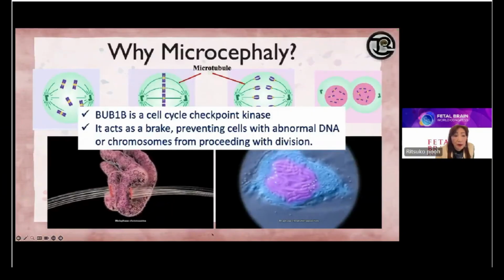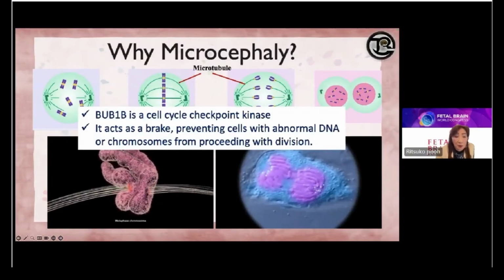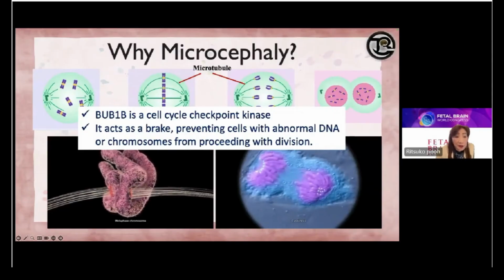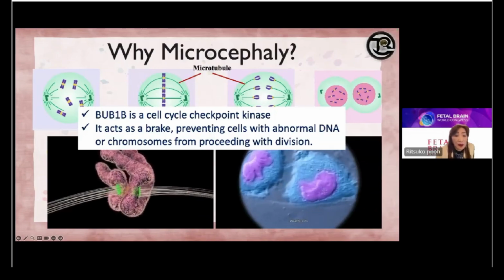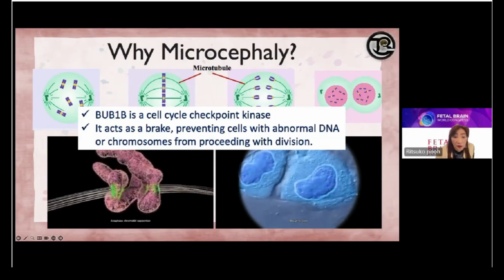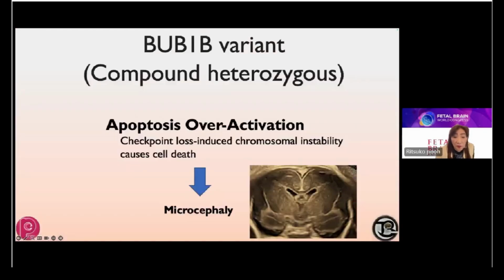And BUB1B is a cell cycle checkpoint kinase, and it acts as a brake, preventing cells with abnormal DNA or chromosomes from proceeding with division. So the BUB1B gene variant causes checkpoint loss, which induces chromosomal instability, and then may cause cell death. In other words, apoptosis overactivation causes microcephaly.